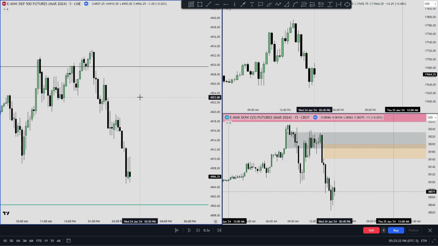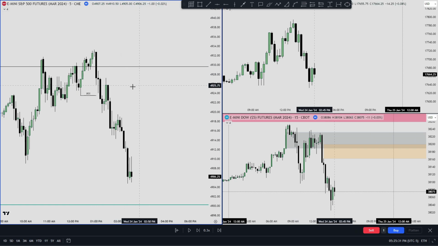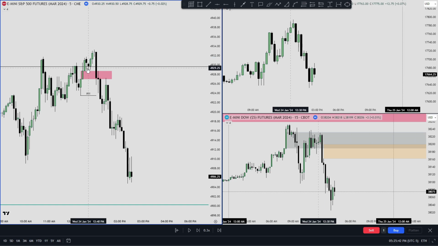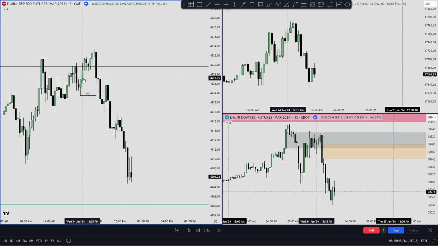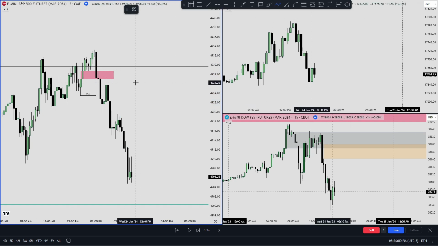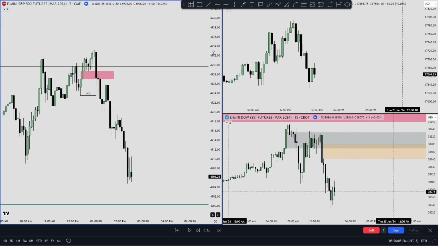Now, we want to see a breaker structure. We got a breaker structure around this level here, and we did get a pullback into this inversion fair value gap. So there's 2 fair value gaps. There's your regular fair value gap, which you've seen textbook of, and then you have an inversion fair value gap, which is a bullish fair value gap turn resistance, or a bearish fair value gap turn support. So those are inversion fair value gaps.